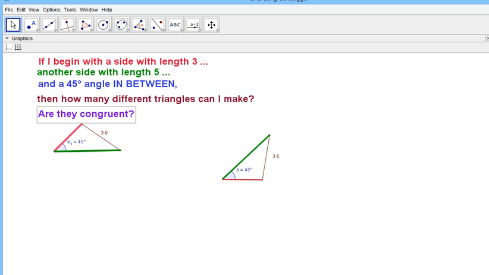So the question is, are these two triangles congruent? You say, well, they don't look congruent. But remember, congruent means I can pick this one up and put it on top of this one. Now, that doesn't mean that I can't flip it upside down.